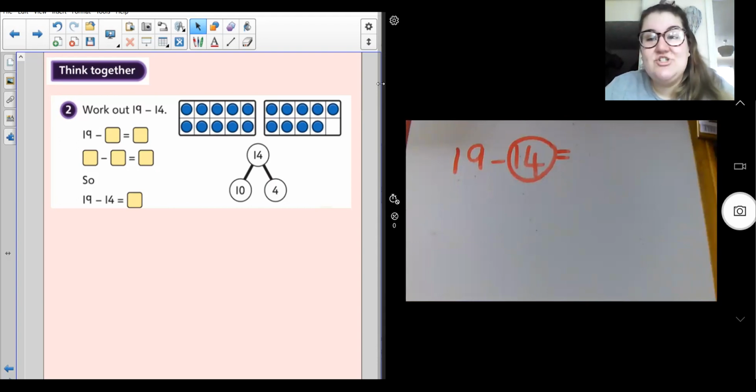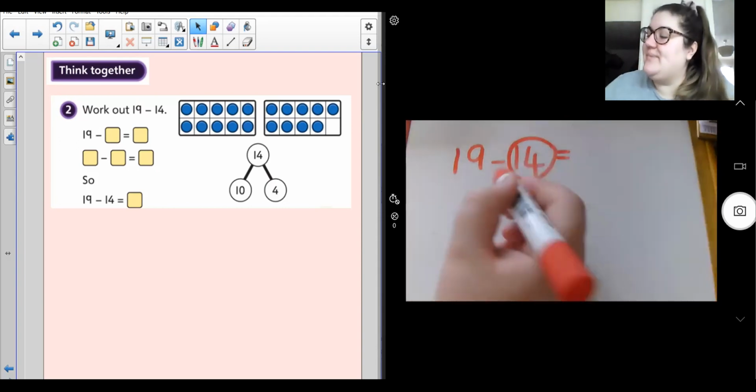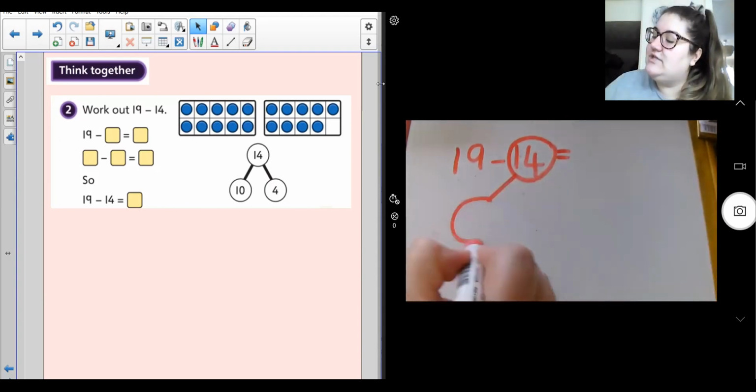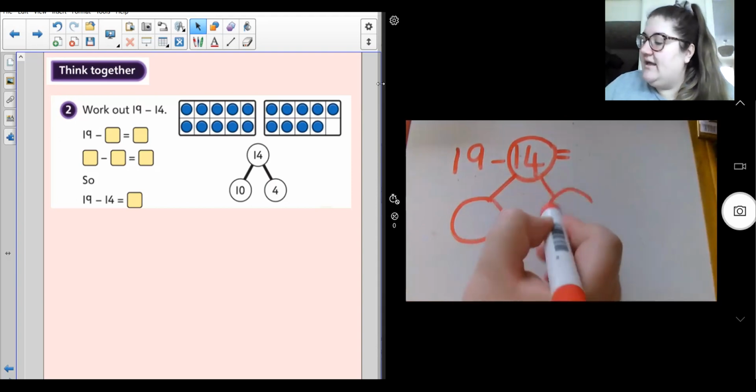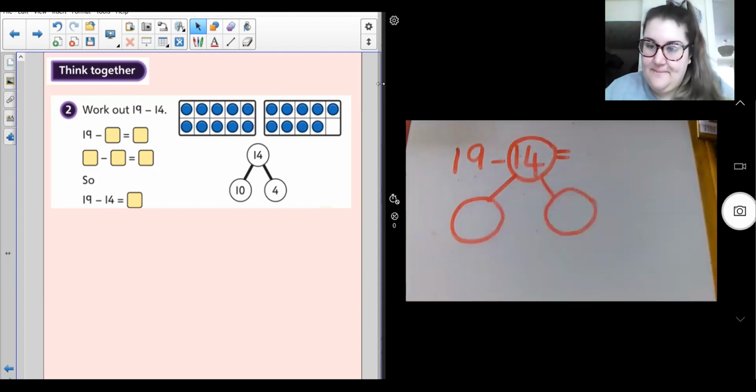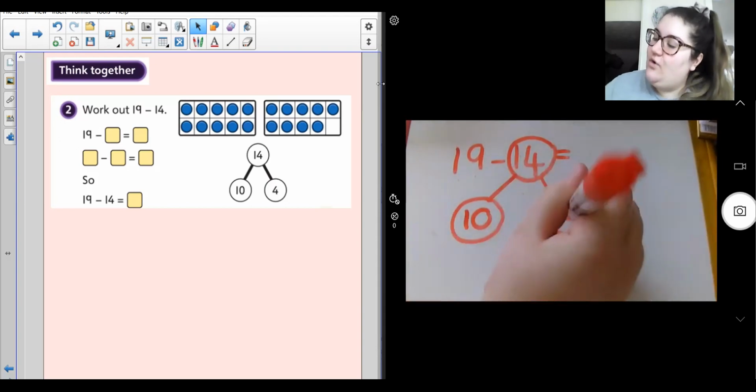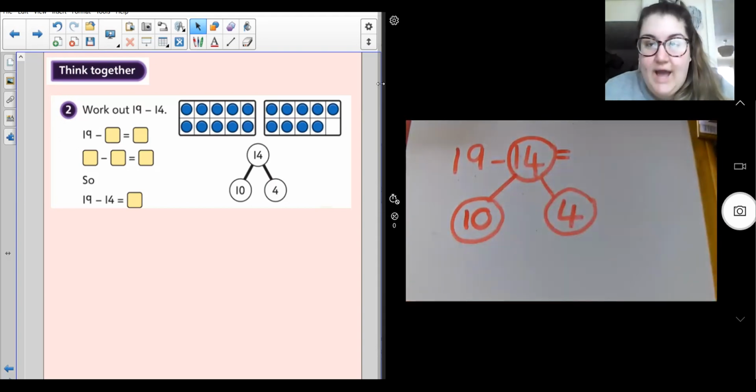I need to partition it into tens and ones. Fabulous. So in the number 14, I've got to think, how many tens are there and how many ones are there? Well, I can see 1 ten. So there's my 10. And I can see 4 ones. So now I can do step 1 and step 2, okay?